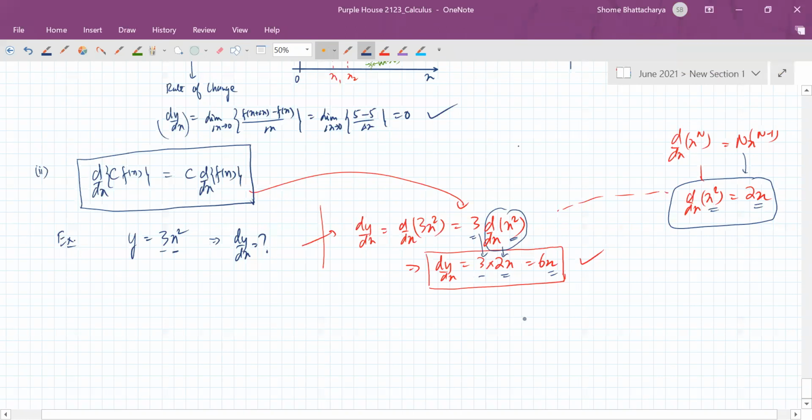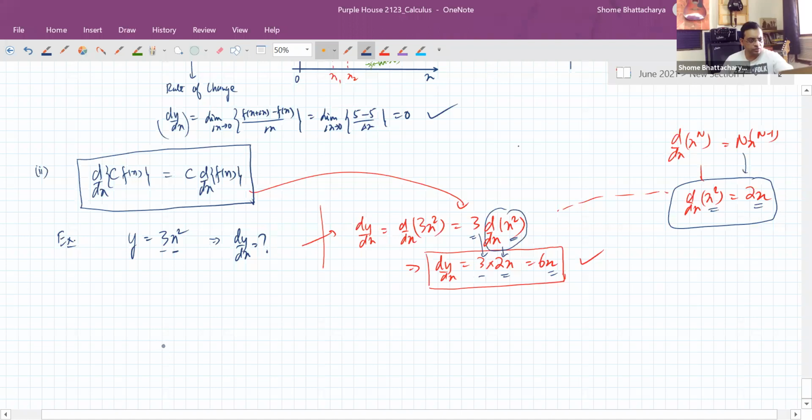Sir, if it would be 4 instead of 3, we would write 4 into 2x, which is 8x, right? Yeah, correct, whatever that constant is. Okay, so let's take another example to clarify this. Now let's change both the things. Now let's say that this is 4 instead of 3, and this is, let's say, x to the power 3 instead of x to the power 2. Now what will be dy by dx? Okay, just work it out and tell me.